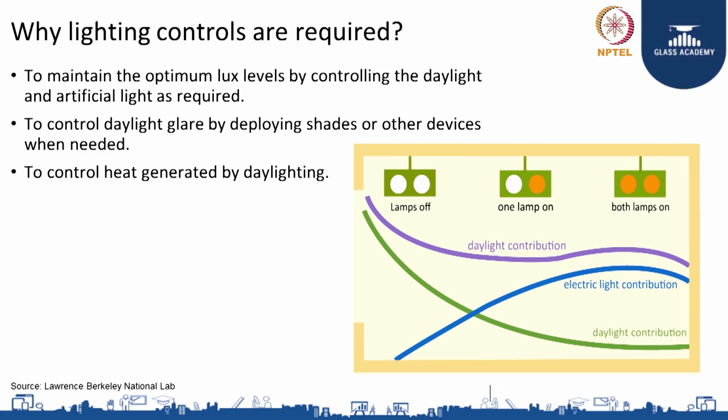The daylight control not only can help us achieve the right lux levels throughout the space, but it can also help us in controlling the glare. It can control the shades or other devices whenever there is a possibility of glare. It can also control the heat ingress into the building. When there is too much of heat coming from the window, the shades on the windows can be closed and the heat ingress can be reduced.